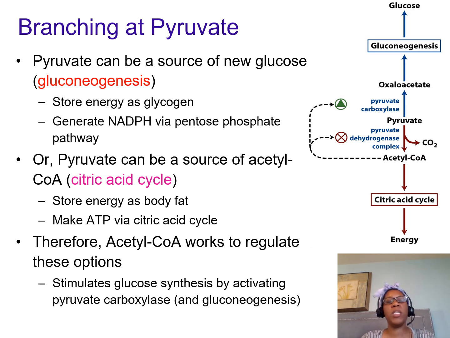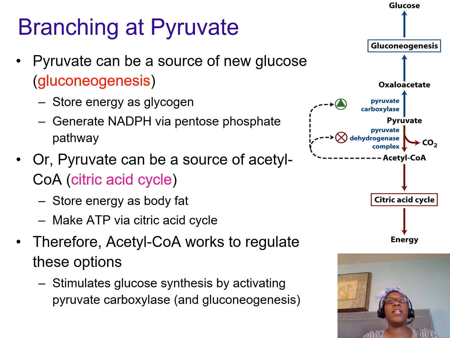Very little about it, except that it generates NADPH and it also helps to generate ribose. So ribose is the sugar in our nucleotides, our nucleic acids, in our DNA and our RNA. And so we can generate ribose from glucose. Or, and this is what we'll talk about today, pyruvate can be a source of acetyl-CoA.